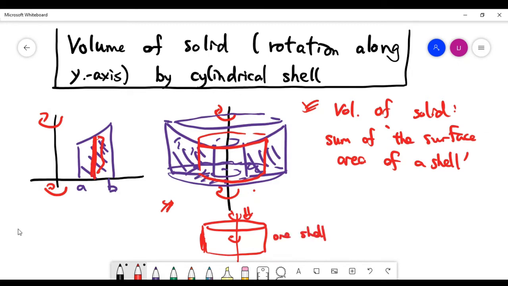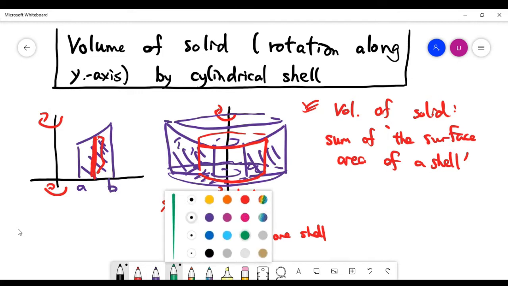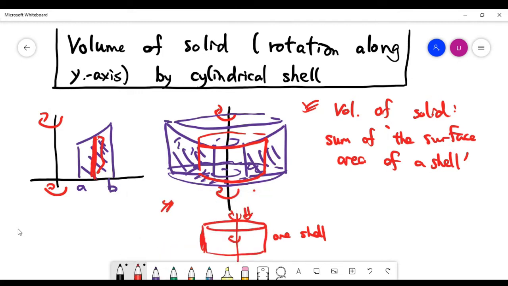How many shells can you form? You see, the shell is formed based on a point from A to B, right? If you look at the leftmost point, which is A, and you take the vertical line here, it is the innermost line you take on this picture. In that case, you're getting the innermost shell. And at the opposite end, if you take the rightmost point B and rotate it along the y-axis, you're getting the outermost layer.